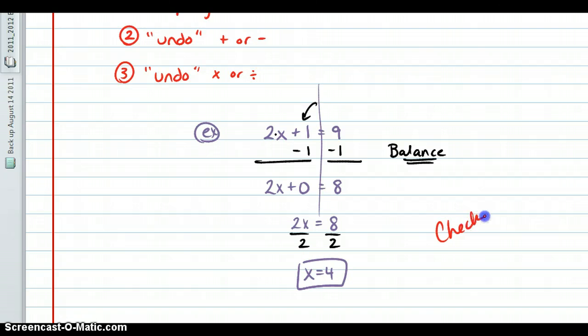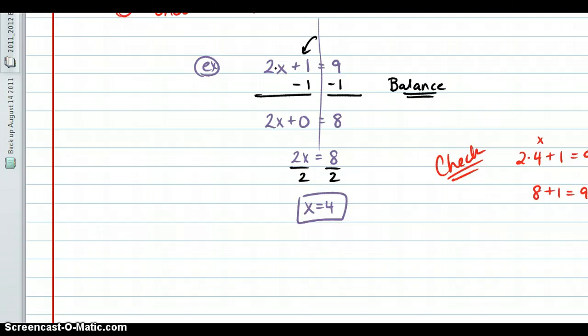We can check this solution by substituting it back into the original equation, so 2 times 4 plus 1, does that equal 9? Well, 2 times 4 is 8, 8 plus 1 is in fact 9, so we are good to go. Let's take a look at some others.